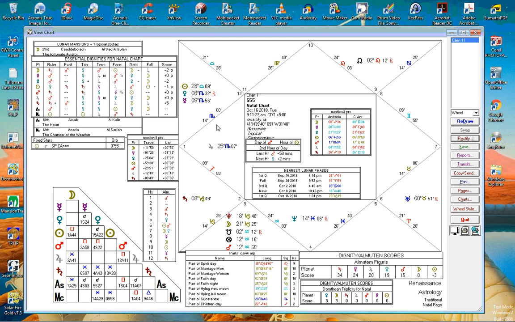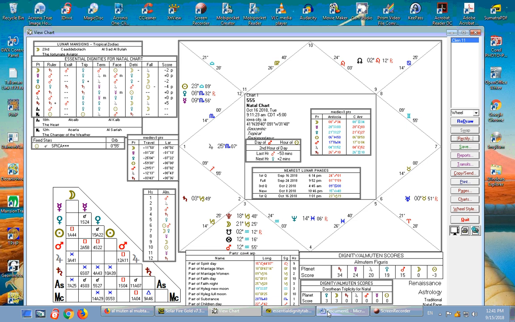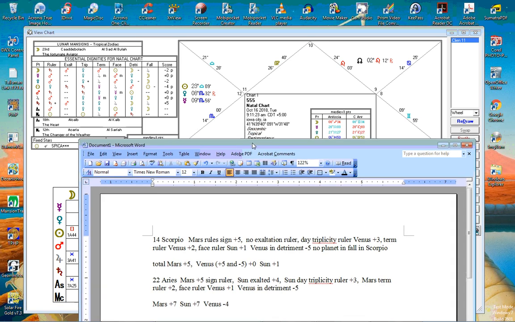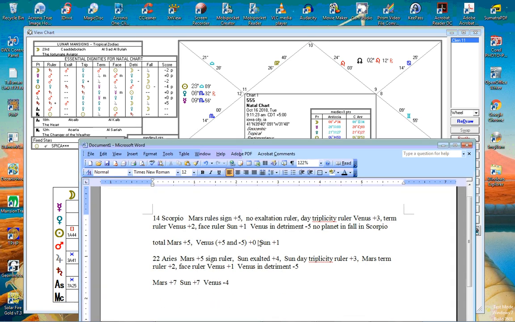So let's walk through the calculation for 14 Scorpio, and that'll give us a better idea of how to determine almutens. In order to do this, you need to have an understanding of the essential dignity systems. If you don't understand that, you need to go back and get up to speed on the essential dignities. They are sign, exaltation, triplicity, term, and face, and the essential disabilities are detriment and fall. Each of those has a different point value, either plus for the dignities or minus for the essential disabilities.